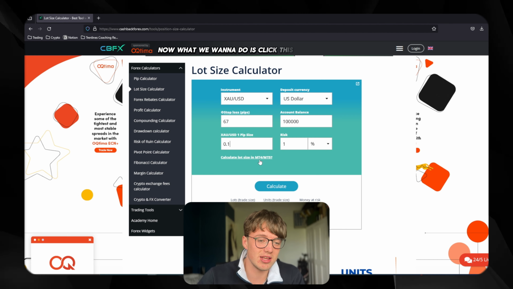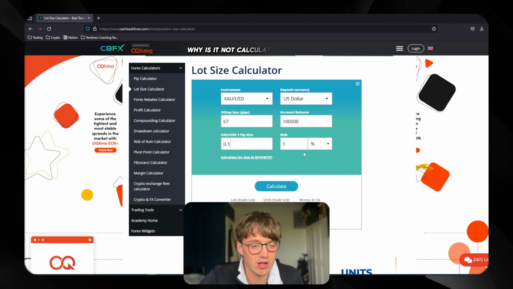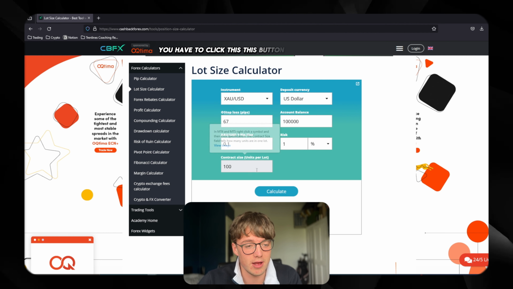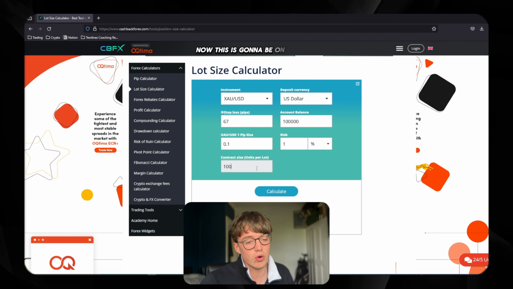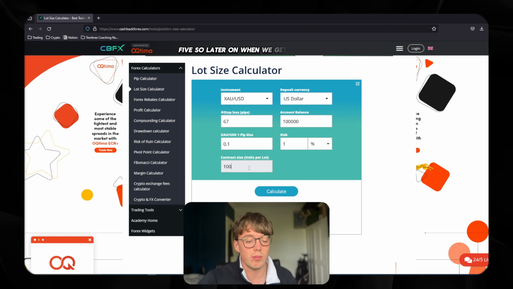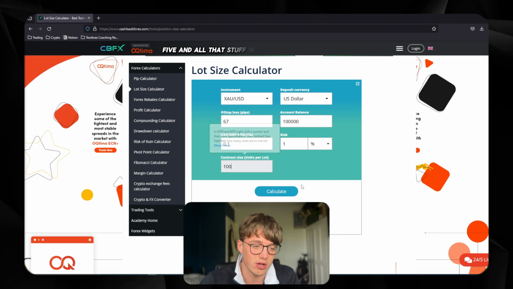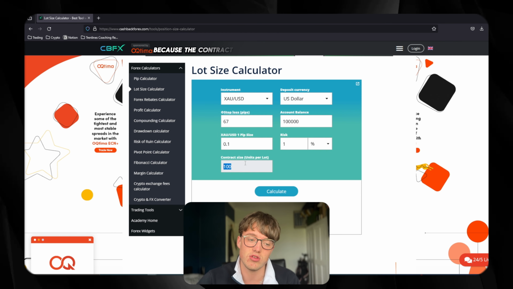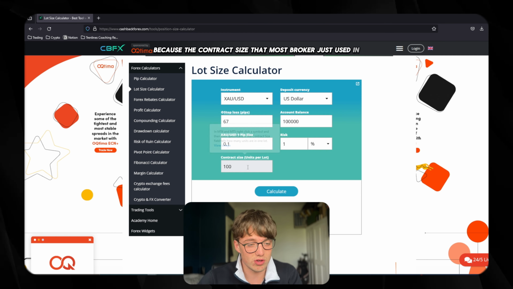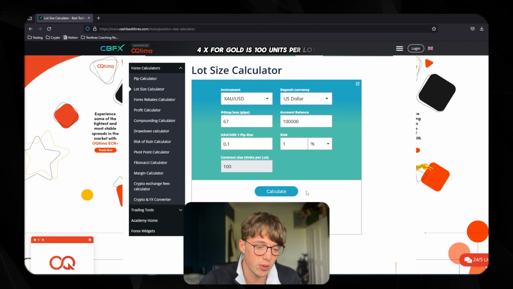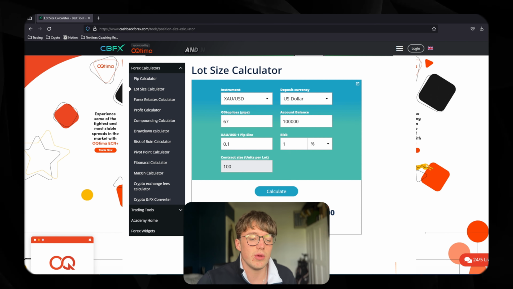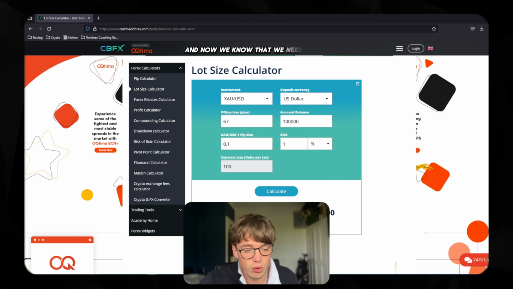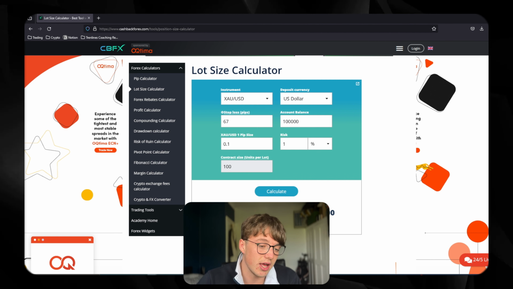Now what we want to do is click this little thing here. A lot of people ask me, why is it not calculating the lot size? You have to click this button here, contract size. This is going to be on your MT5, so later on when we get into how MT5 works, we'll delve into this, but for now we can just leave it as this, because the contract size that most brokerages use in Forex for gold is 100 units per lot. So then we just click calculate, and now we know that we need a 1.493 lot size for this trade.